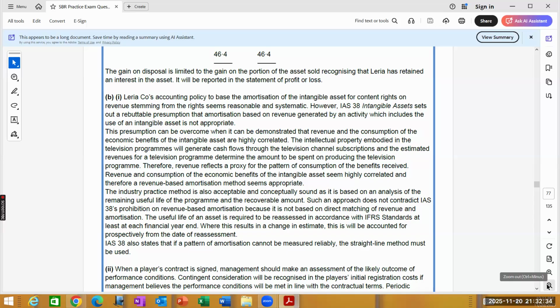The useful life of an intangible asset is required to be assessed in accordance with the IFRS standard at least at each year end. Where this results in a change in estimate, this will be accounted for prospectively from the date of reassessment. Okay, so both are appropriate.